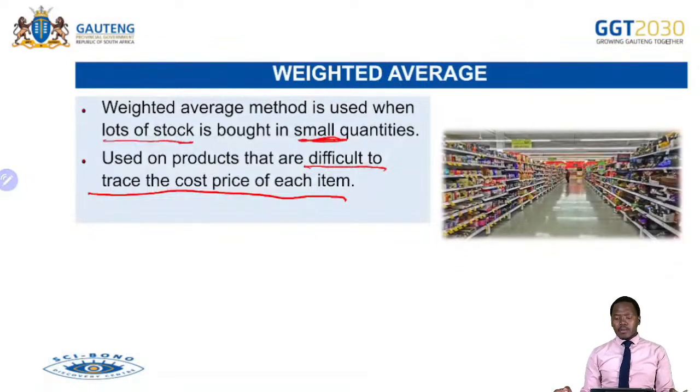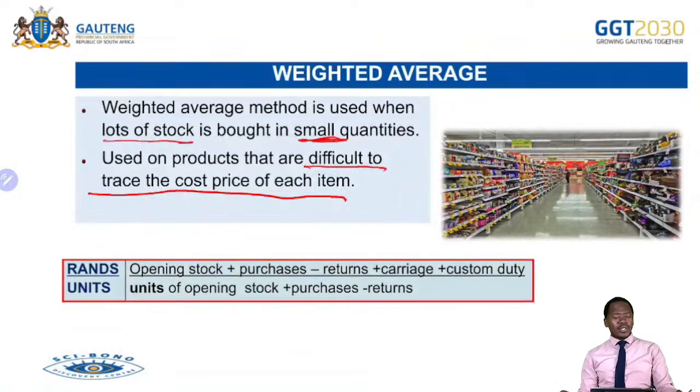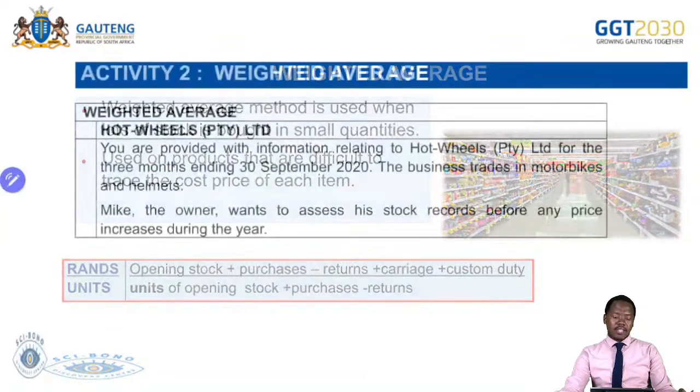Now, next one. This is the picture depicting an example of weighted average. Now, how do I calculate my weighted average price? This is our formula. Can we look at it, Grade 12? Opening stock plus purchases minus returns plus custom duties plus carriage, and then I divide by opening units plus units bought and then minus units returned. Then I get my average price.